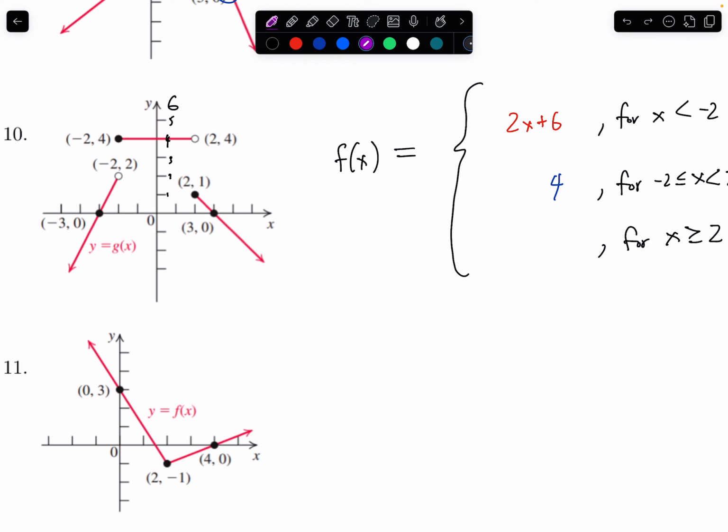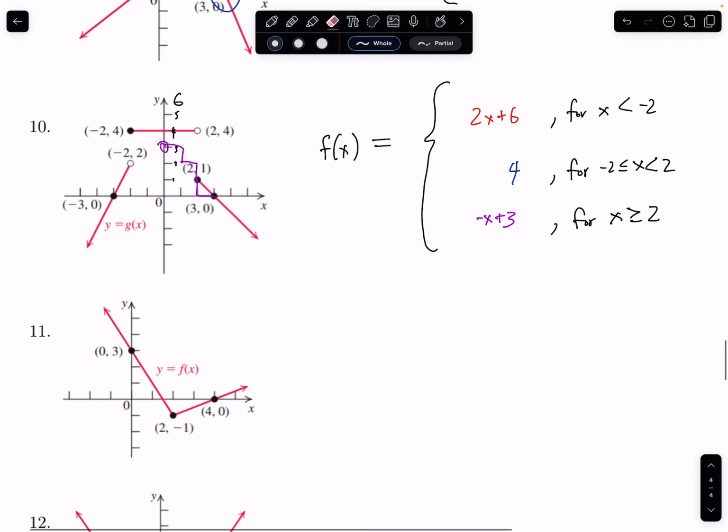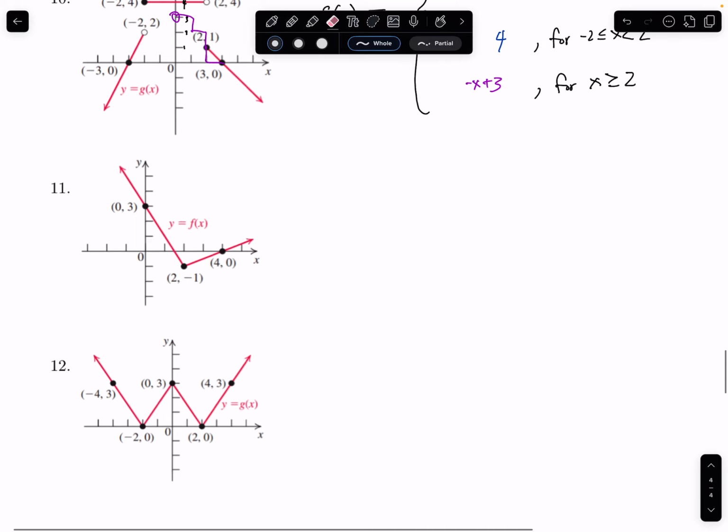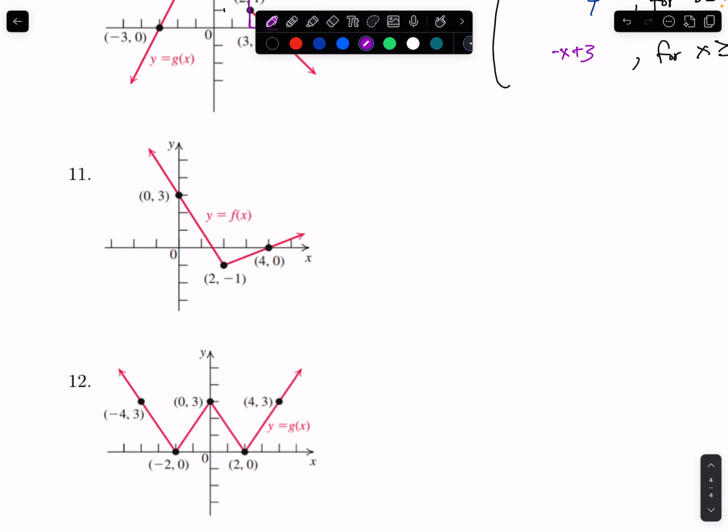Okay, what about the last portion, this purple portion? So we have a slope of -1, intercept of +3. So it's y equals -x plus 3. And again, take out the y equals portion of the line. There it is. Okay, number 11.